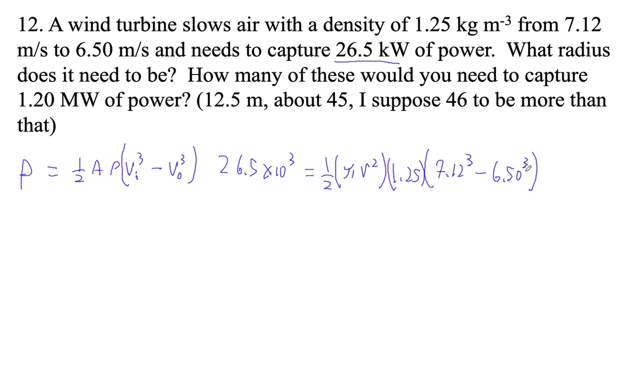So I'm going to go 26.5 E3. Divide by 0.5, divide by pi, divide by 1.25, divide by left parenthesis 7.12 to the third minus 6.5 to the third. And I get r squared is 156, so raise that to the 0.5. And I get 12.5, so I get radius is 12.5.